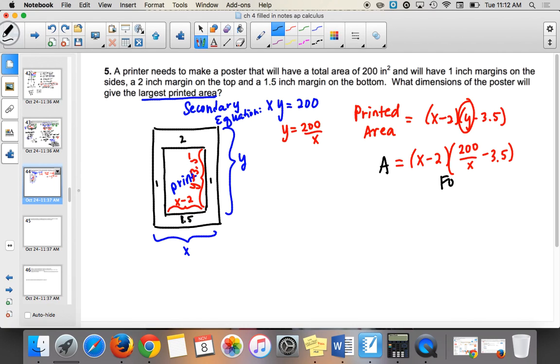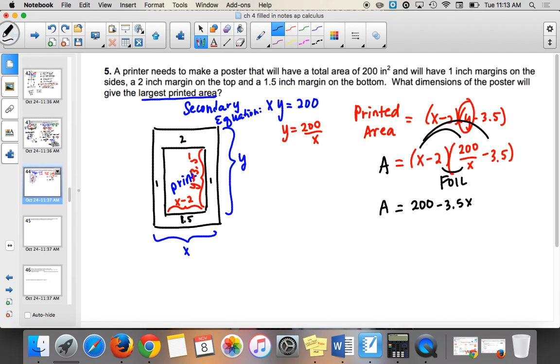So we're going to go ahead and FOIL out. You don't have to. You could always take the derivative now, but it's probably a little bit easier if you FOIL now instead of FOILing after the derivative. So when I do X times 200 over X, I get 200. My X times negative 3.5 is negative 3.5X.